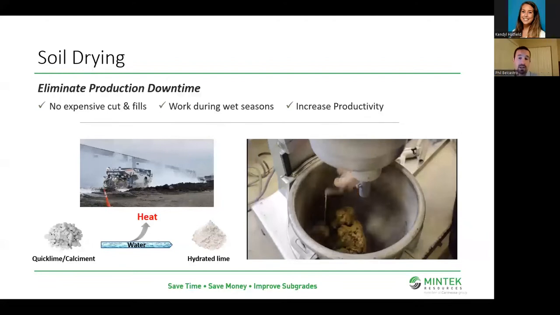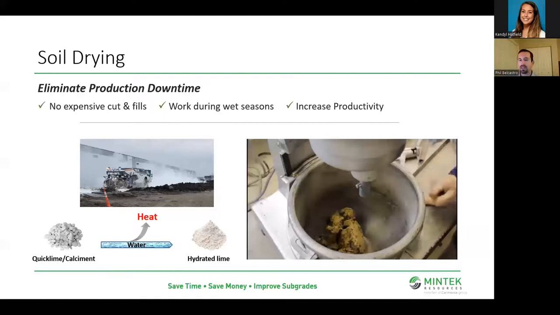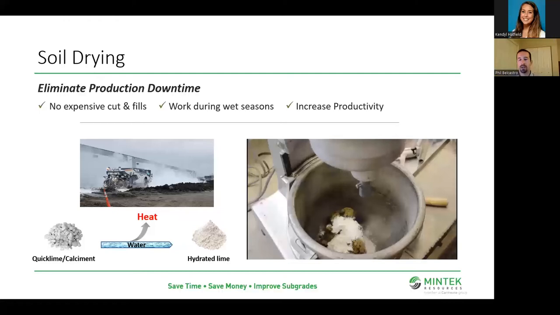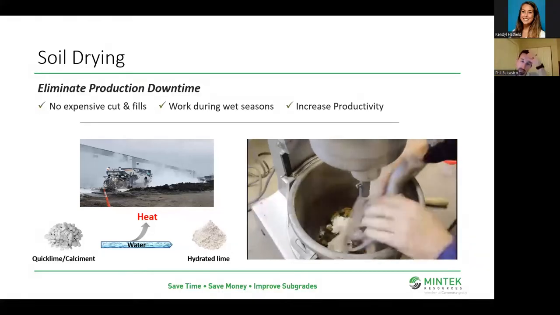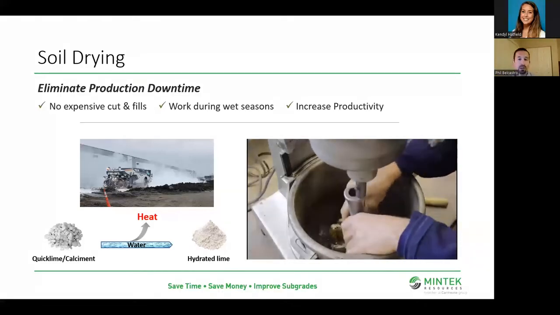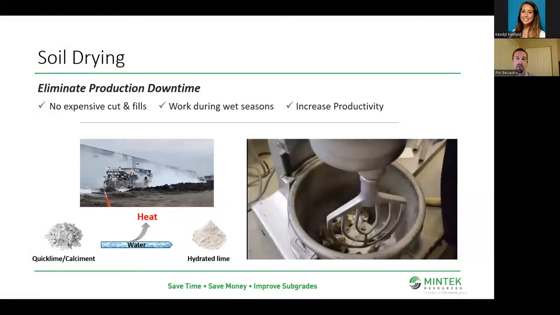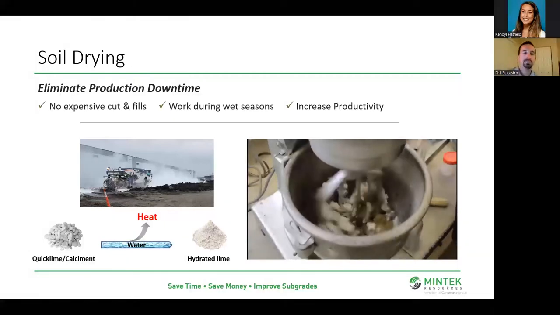On the drying side, in the video you're seeing, we have a medium plasticity soil, probably about a 16 to 20 PI, and we're adding a pretty standard application rate of 4% quicklime to it. And we're going to mix that up. While I'm talking, we can see the action that's happening. We're going to start to dry that soil and also modify it. We'll talk about that also.